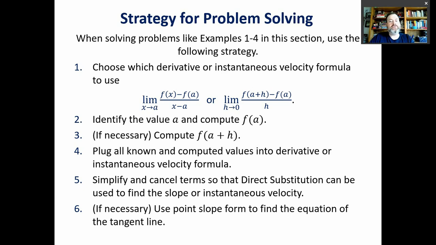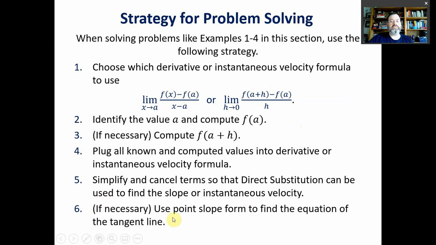Plug all known and computed values into the derivative or instantaneous velocity formula. So that's what I did in the examples I showed you. Simplify and cancel terms so direct substitution can be used. So when we say cancel terms, in this formula, the x minus a has to go away. A factor of this has to appear in the numerator. And on this one, same thing. You have to be able to factor out an h by itself. If you can't do either one of those things, you made a mistake, you have to start the problem over. Or at least start the algebra over.